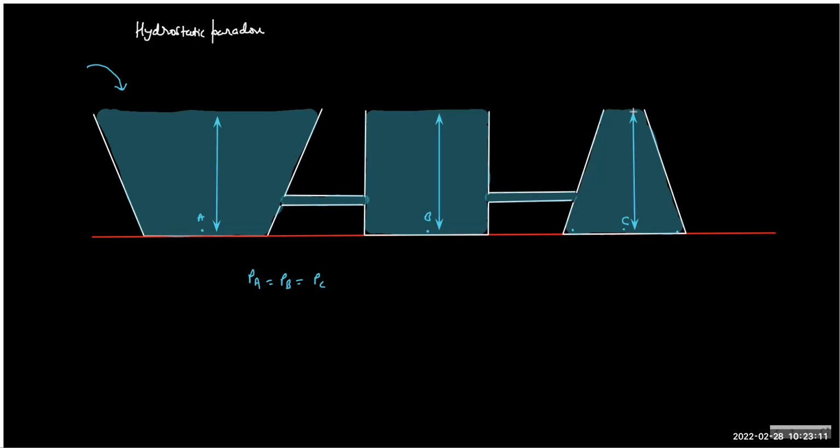Now, what is the paradox? So the paradox is this. If I put a weighing machine below it, so the reading of each will be different or the same?